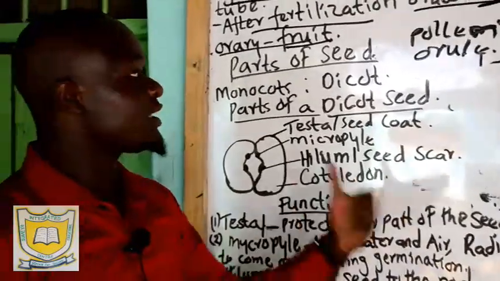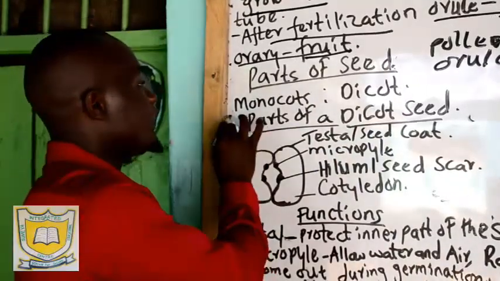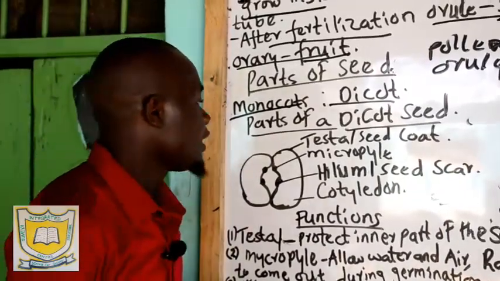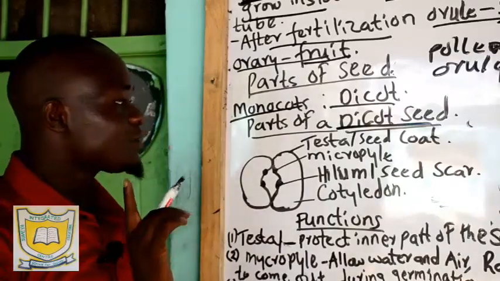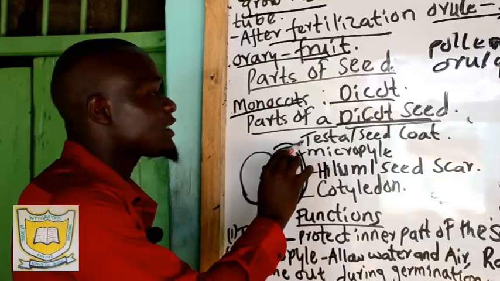We classify them as the monocot seeds and also the dicot seeds. And in our introduction we talked about dicots and monocots, and you understand it better. Now the parts, we are going to start with the parts of the dicot seeds. Dicot seeds is made of, number one, the testa, and the testa is the external part.